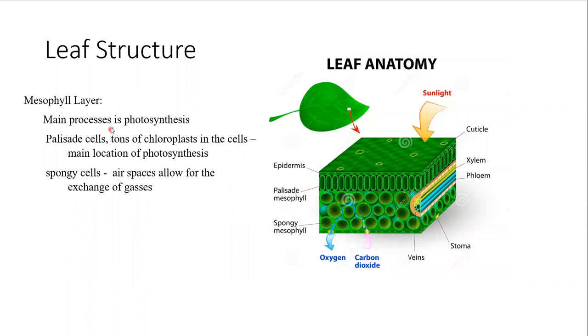The palisade mesophyll, or the palisade cells, have tons of chloroplasts in these cells. And remember, within the chloroplast, that's where we have the chlorophyll. Okay, and that's what makes plants green. And it's actually interesting because they're not necessarily green, but they reflect green light. Okay, and that's why we see plants as green. Of course, not all plants are green. There's purple plants and yellow plants.